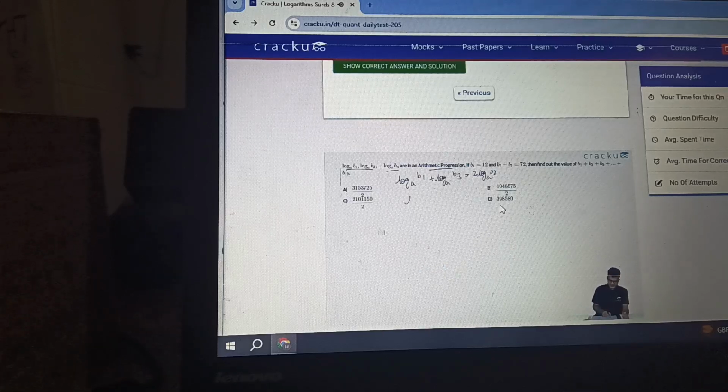You can simplify the left hand side to equal log of b1 into b3 to the base a. This is equal to log of b2 square to the base a. We can cancel log a on both sides. So essentially what it implies is that b1 into b3 is equal to b2 square, or b1, b2 and b3 are in a GP. We can extend the same logic to all the terms of the arithmetic progression. So b1, b2, b3, b4 dot dot dot till bn are in a geometric progression.